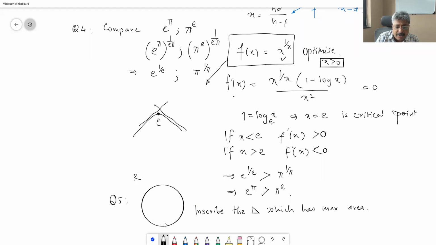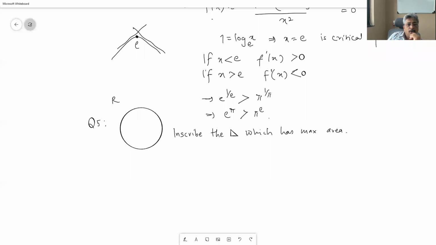So you set up whatever, I mean, the statement of the problem is very simple. Inscribe a triangle which has maximum area in a given circle of radius capital R. It's just an English statement. You are supposed to get into mathematics, form a function, and then optimize it, get the answer. Okay, in these optimization problems, the most important thing is to get the setup done so that you have a mathematical equation to optimize. Now we want to optimize area.